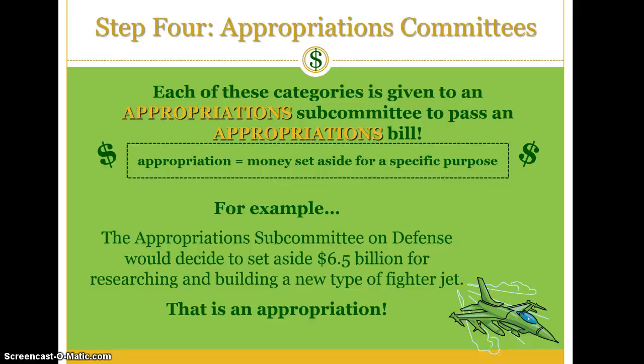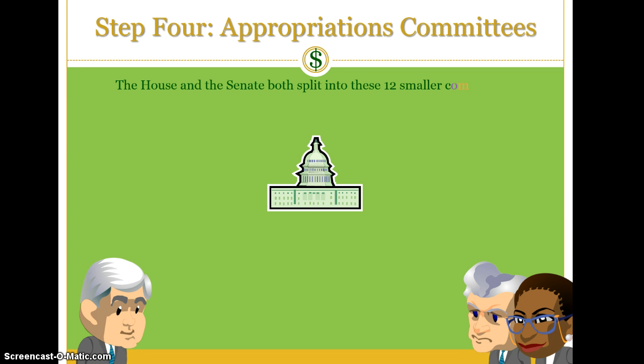Each of these categories is given to an appropriations committee to pass an appropriations bill. Appropriations are money that's set aside for a specific purpose. For example, the Appropriations Subcommittee on Defense would decide to set aside $6.5 billion for researching and building a new type of fighter jet. That is an appropriation. Step 4.